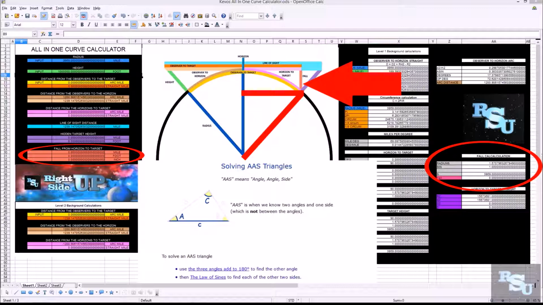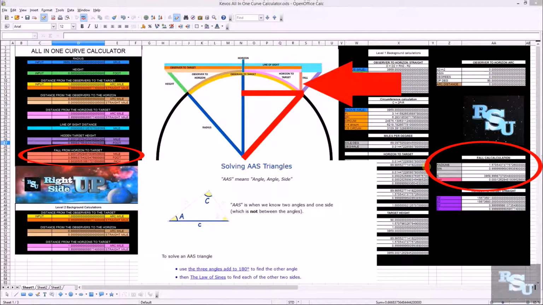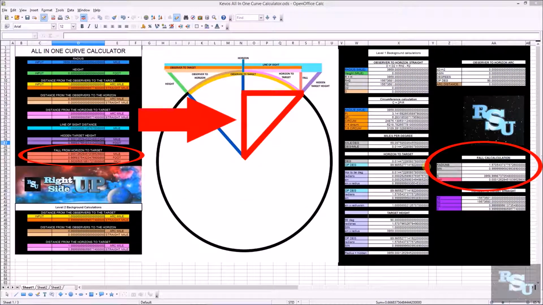The straight line horizon to target will always be shorter than the arc. Now we find this side of this triangle and subtract that from the radius to be left with the figure that represents the fall or drop.